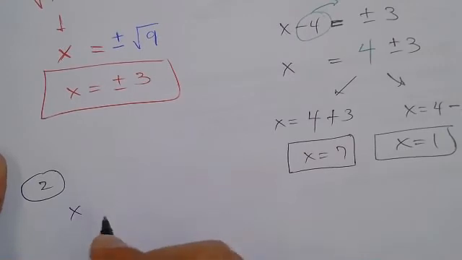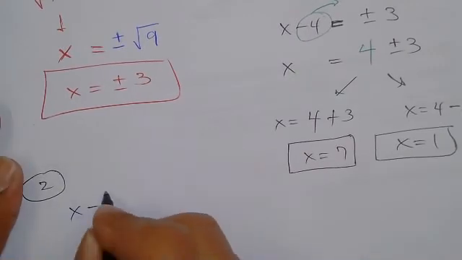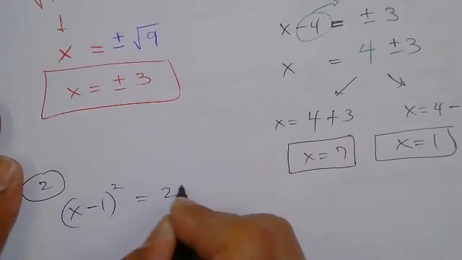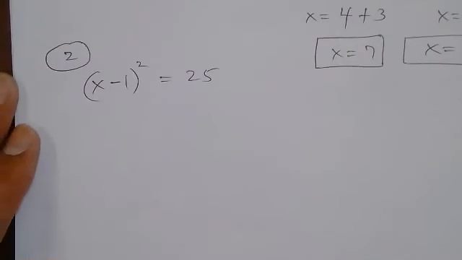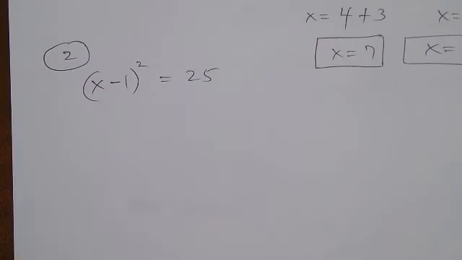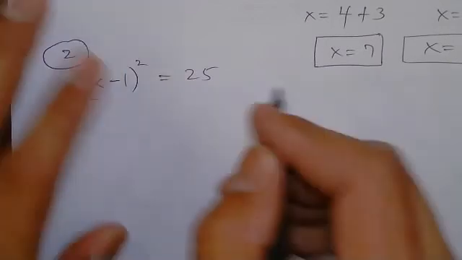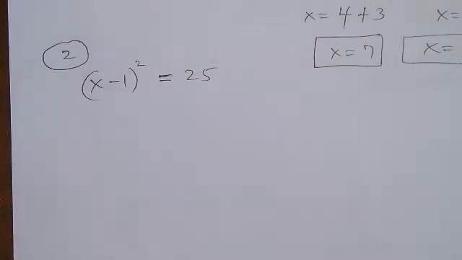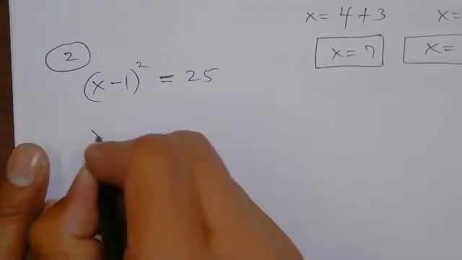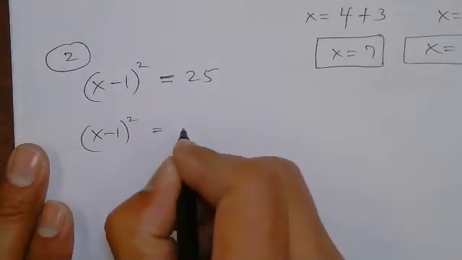All right, let's do number 2. Here we go. How about x minus 1 squared equals 25? Let's see. What is the first thing you got to make sure is true? I got to make sure the x squared is alone on one side and the number is on the other side. Is that already set? Yeah, that's already established.